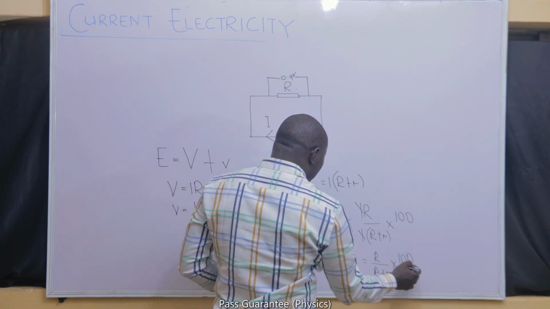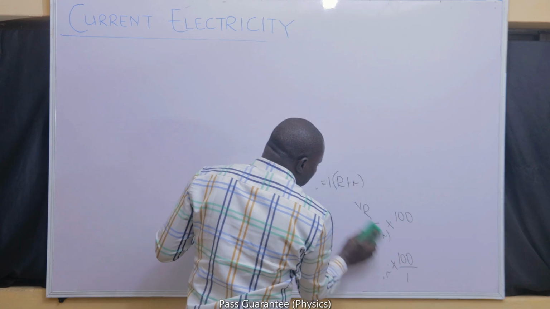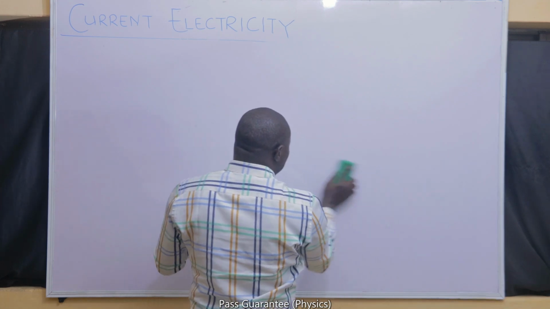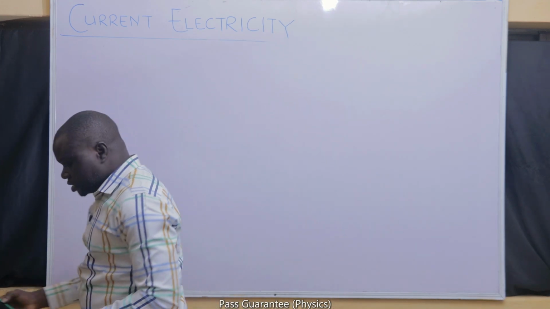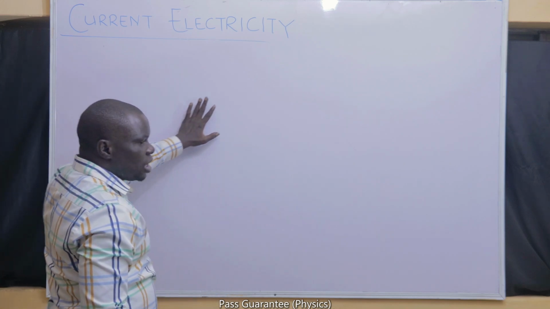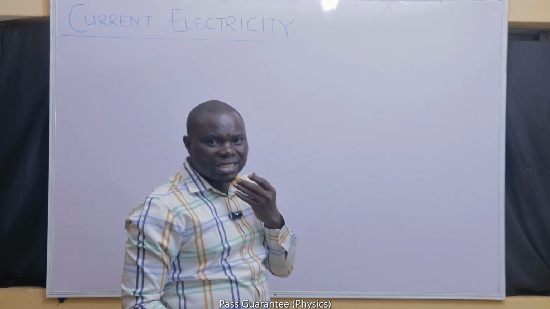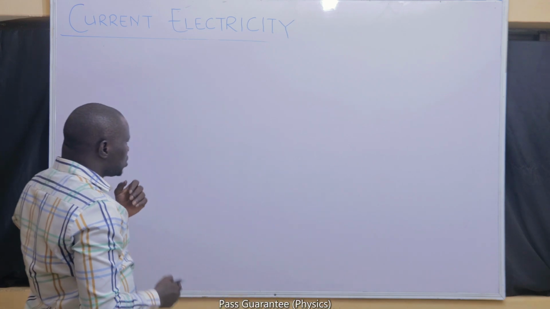Cells can be connected in series and they can be connected in parallel. We have already looked at resistors in series and resistors in parallel. Cells can also be connected in series and in parallel. How do we solve that?